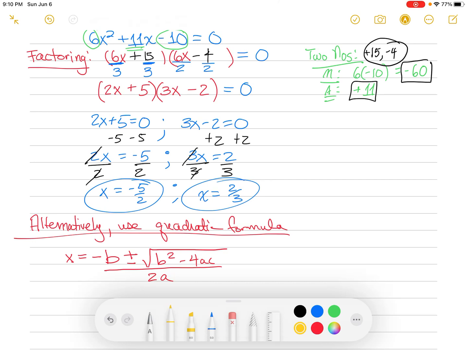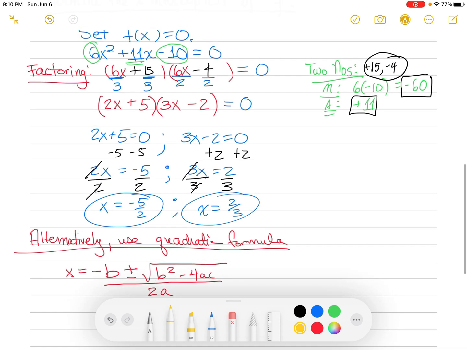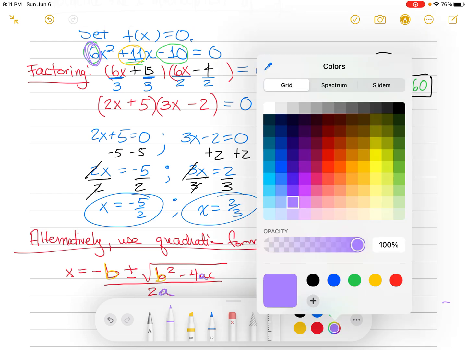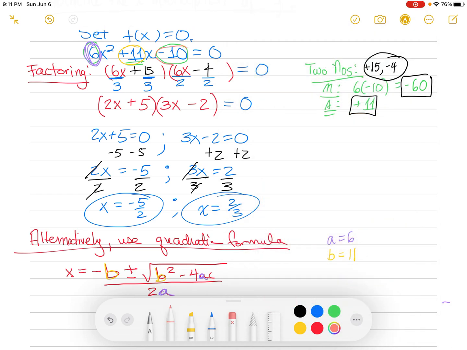So remember what your b is. Your b is the coefficient in front of the x term. So b is going to be here 11. So b is positive 11. A is going to be the coefficient in front of the x squared term. So a is going to be 6. And then c, we'll make that orange. It's going to be the constant here, negative 10.